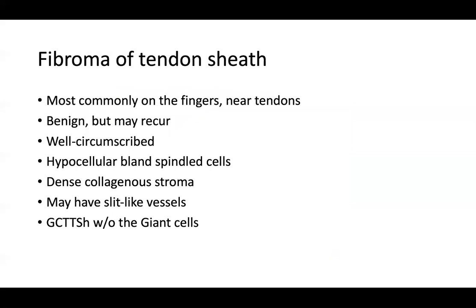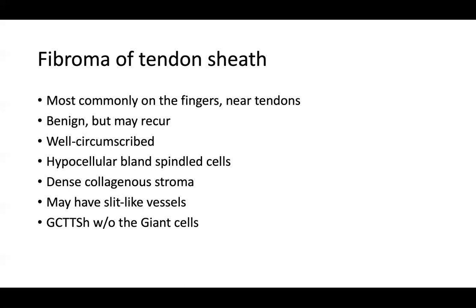How about fibromas of tendon sheath? So it's essentially a giant cell tumor of tendon sheath without the giant cells. So maybe you got a section of tissue that didn't have the giant cells. So it's hard to call something a giant cell tumor of tendon sheath if you don't have the giant cells. But it's still at the heart of it, a benign fibroma that can recur on the fingers near the tendons.